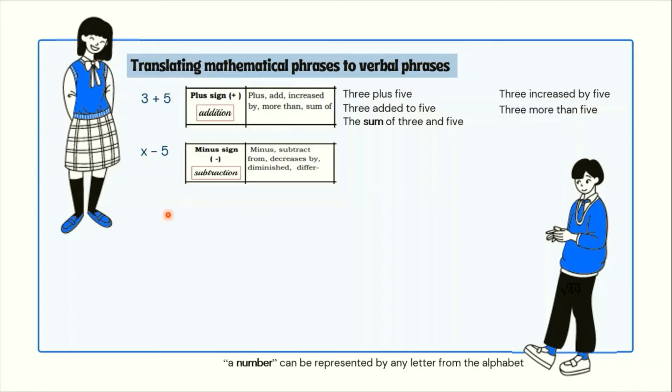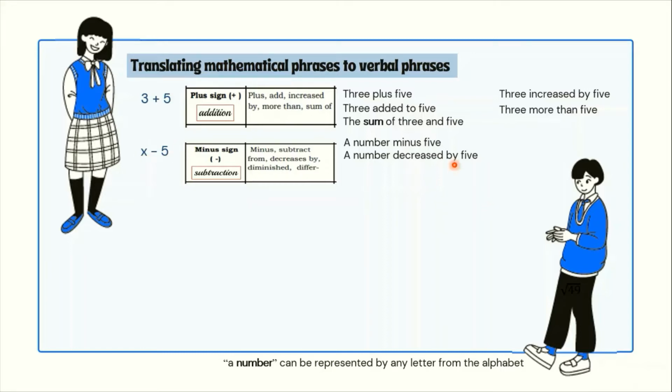Kaya naman, to translate this mathematical phrase into a verbal phrase, pwede siyang maging a number minus 5. Pwede rin naman na a number decreased by 5. Ang number daw ay decreased by or binawasan ng 5.